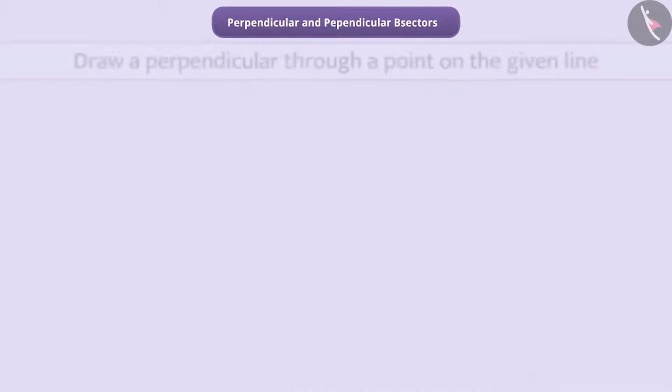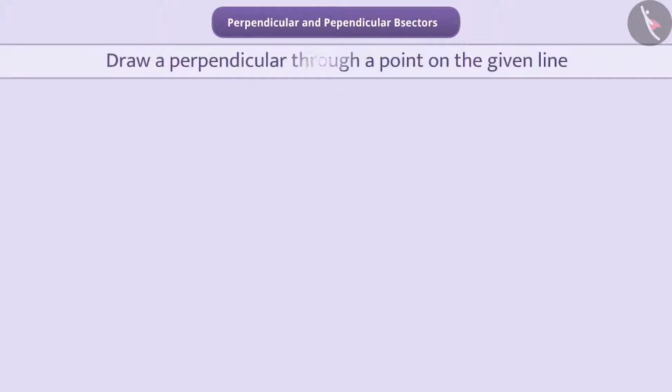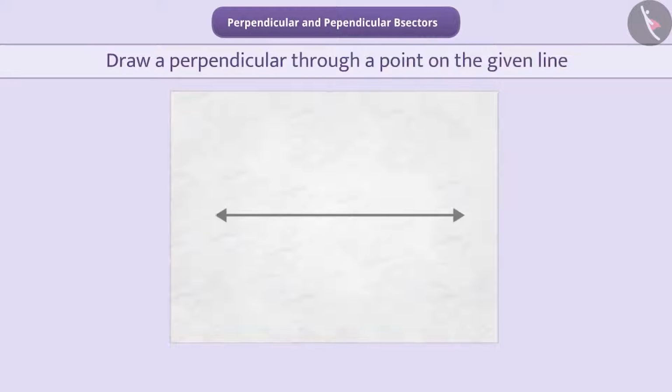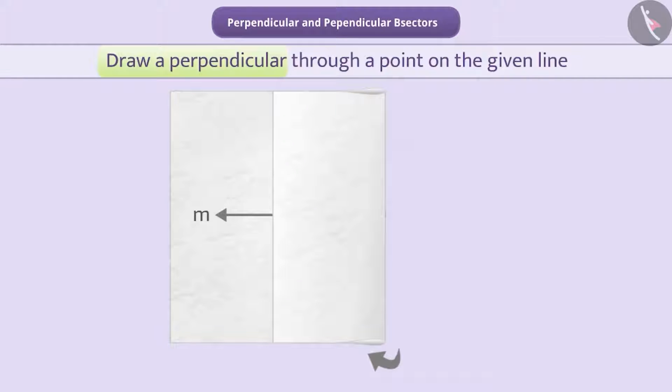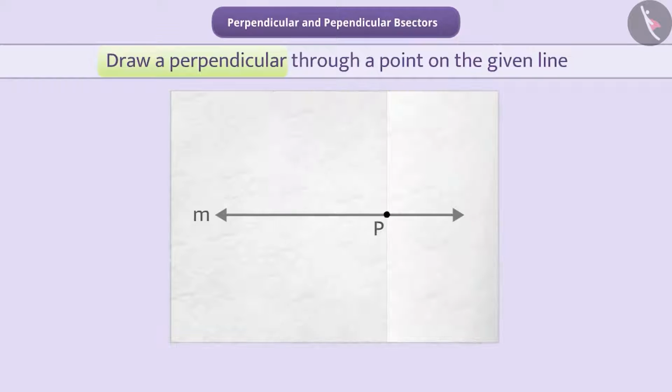Let us understand some interesting methods to construct a perpendicular passing through a point on a given line. Here, we have a paper on which a line M is drawn. We have to draw a perpendicular line which passes through point P on this line. For this, we will fold the paper in such a way that the crease passes through point P and one part of line M overlaps the other part completely.